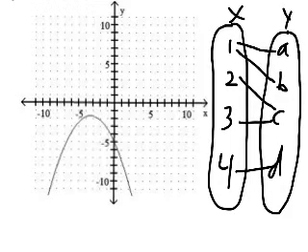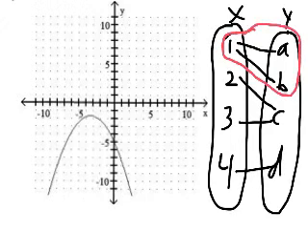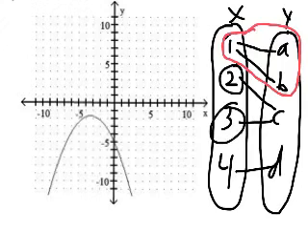Okay, well, this is not a function, and that's because a function, its x's can only map to one thing. This part right here, that x, 1 for x, maps to both A and B. So that won't work as a function. It's okay for 2 and 3 to map to the same one.